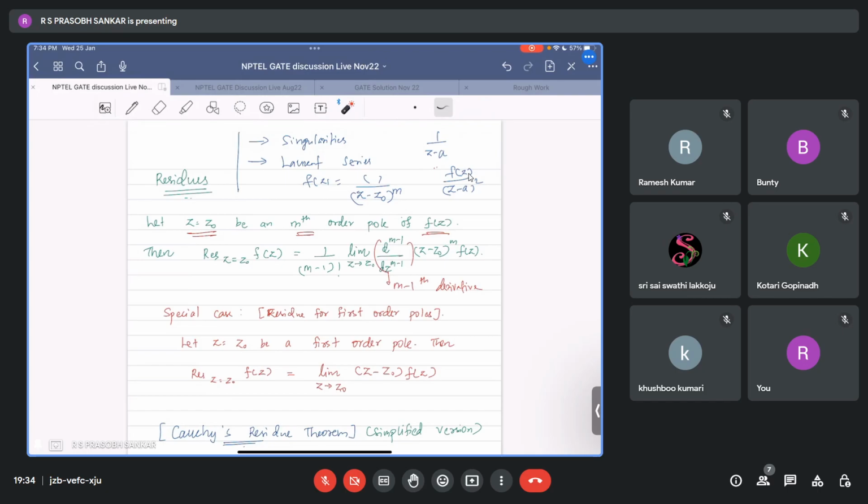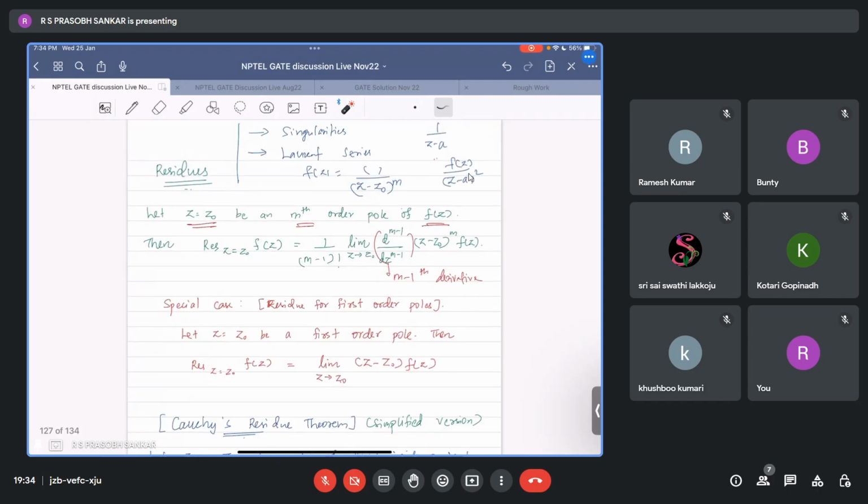So, special case, suppose it is a simple pole. Now, residue for the first order pole. Suppose z naught is a first order pole, then m equals 1. That's the idea. So if we substitute m equal to 1, the residue for the first order pole can be found as the limit of z going to z naught of z minus z naught times f of z. This is the residue of the simple pole.